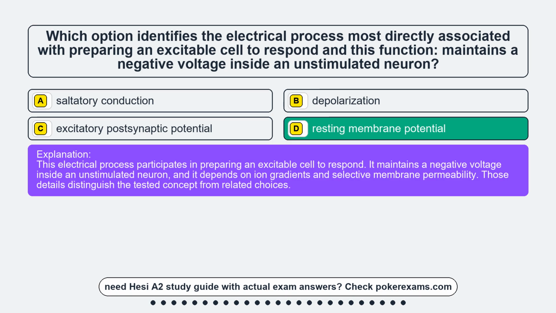This electrical process participates in preparing an excitable cell to respond. It maintains a negative voltage inside an unstimulated neuron, and it depends on ion gradients and selective membrane permeability. Those details distinguish the tested concept from related choices.